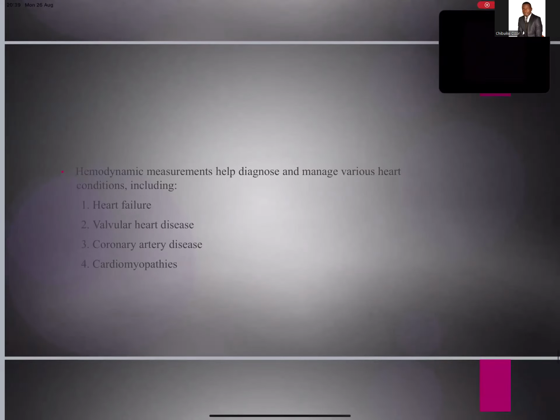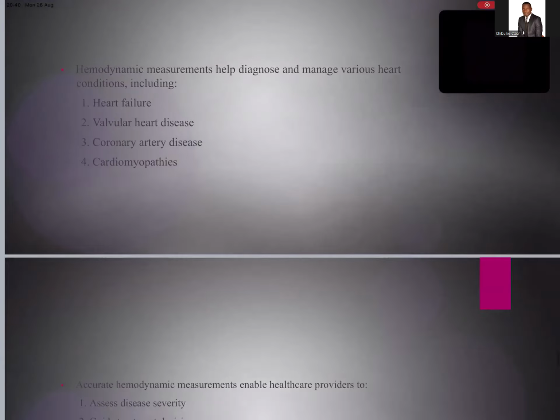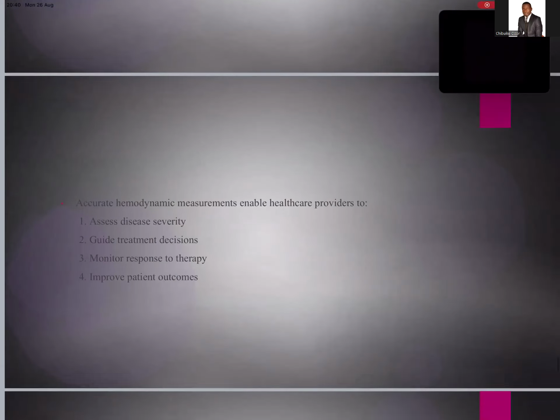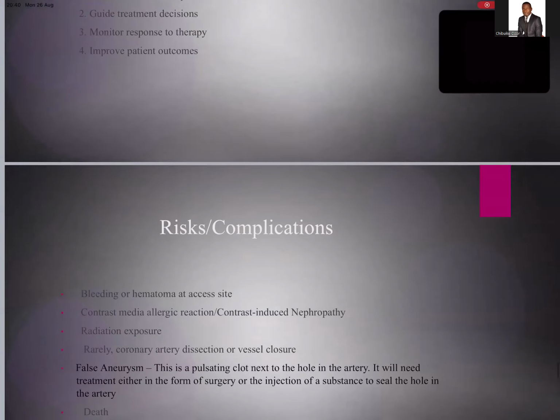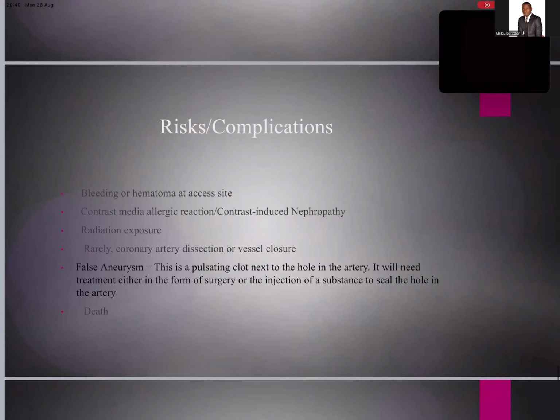And then the importance of these hemodynamic measurements is that they help us to make a detailed analysis or diagnosis of heart failure, valvular heart disease, coronary artery disease, and then cardiomyopathies as well. And then accurate measurement of this will help us to assess disease severity, guide treatment decisions, monitor response to therapy, and then improve the patient's outcomes.